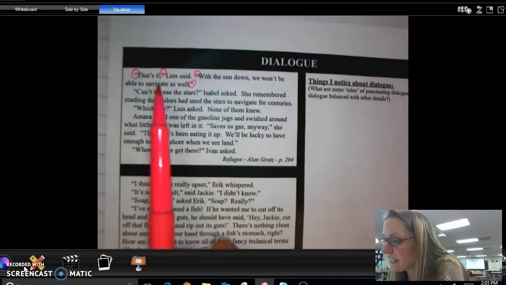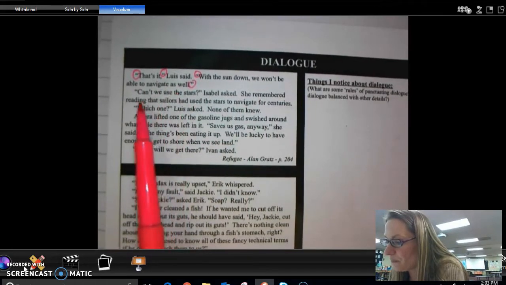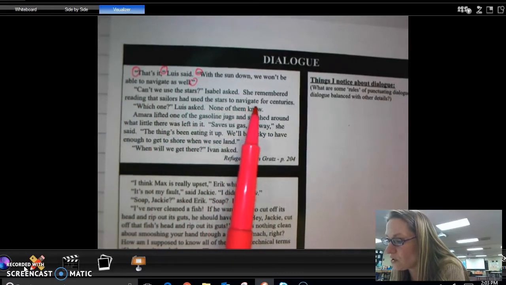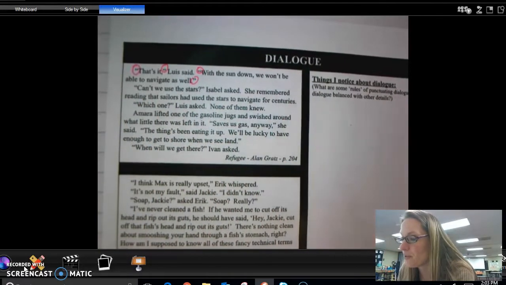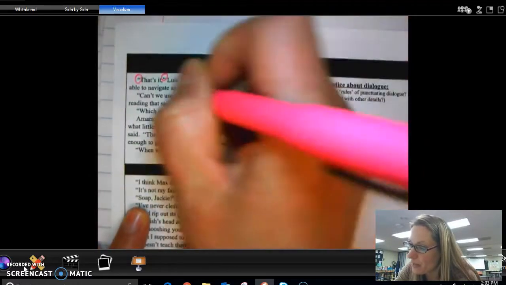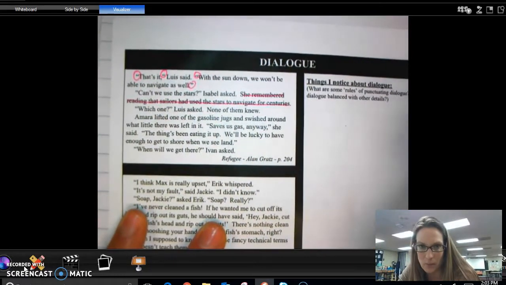"All right, so that's it," Lewis said. "With the sun down, we won't be able to navigate as well." "Can't we use the stars?" Isabel asked. She remembered reading that sailors had used the stars to navigate for centuries.